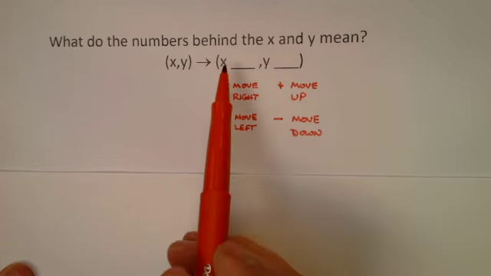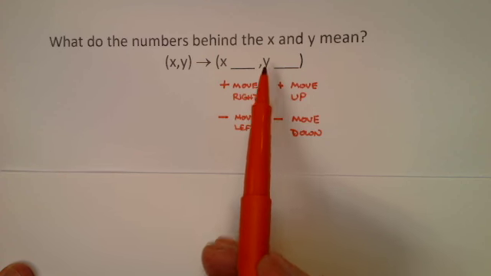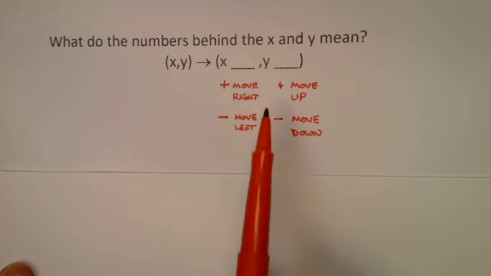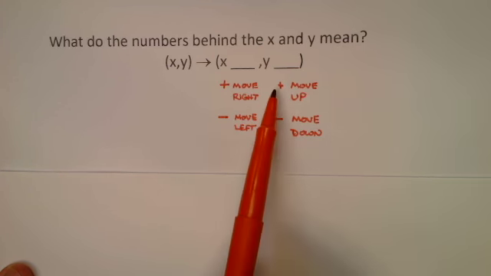So again, the number behind the x right here is going to move it left or right. If it's positive, it's going to move right. If the number behind the x is negative, it's going to move left. The y goes up and down. If the number behind the y is positive, it's going to move up. If the number behind the y is negative, it's going to move down.